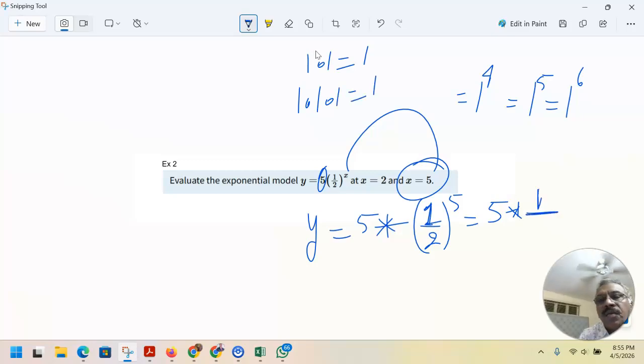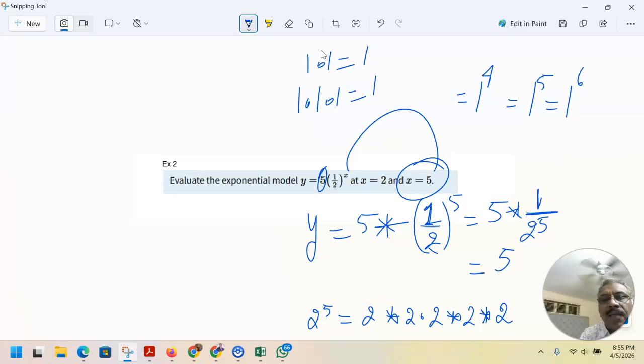The bottom piece is 2 raised to 5. So the question is, what is 2 raised to 5? So 2 raised to 5 means you are multiplying 2 by itself 5 times. That's what that means. So 2 is multiplied by itself 5 times. 2 times 2 is 4.